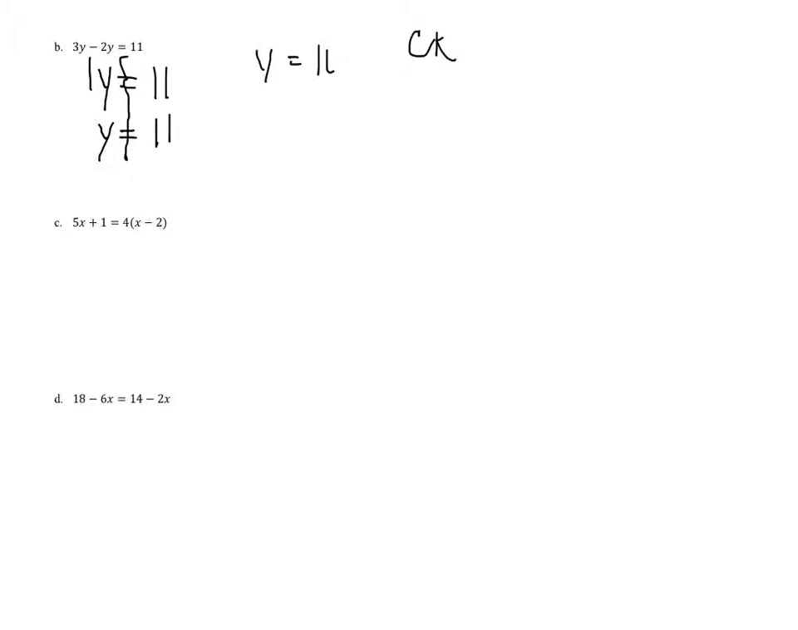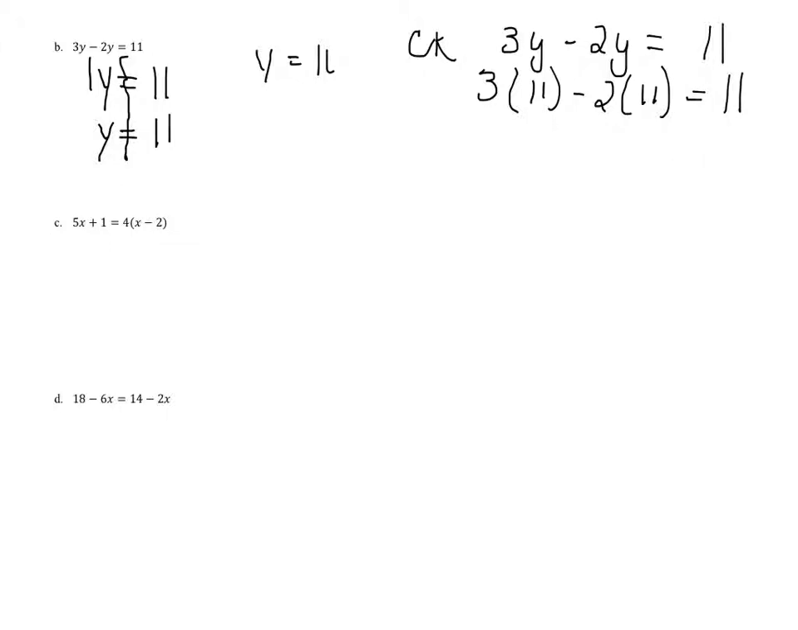If we do a formal check, we write down the original equation. Y is 11. So we're going to sub it in both places. 3 times 11 is 33. 2 times 11, 22, and yeah, that equals 11. I'm psyched. Checked. Okay, let's work on C.